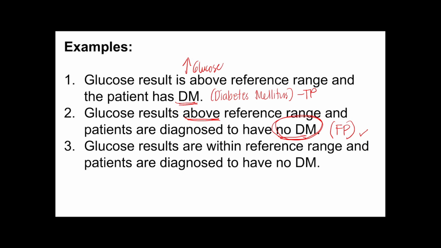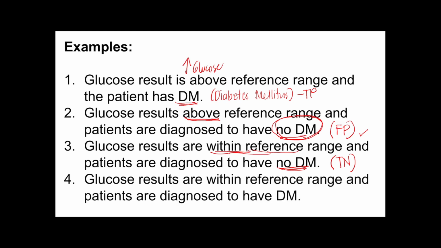Glucose results are within reference range and the patients are diagnosed to have no DM. So still, the patients don't have diabetes mellitus. And the glucose results are within reference range, or let's say the result is normal. So what is this situation? This is a true negative because the patients don't have the disease and the results showed that the patients have normal glucose, which means the patients don't have diabetes mellitus.